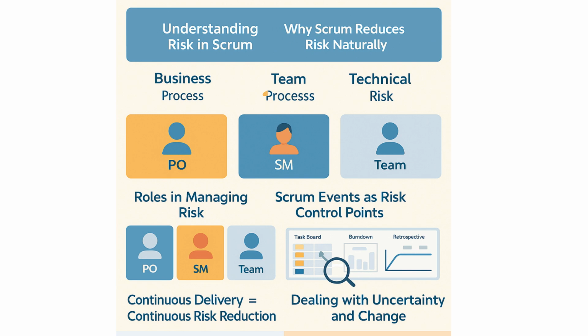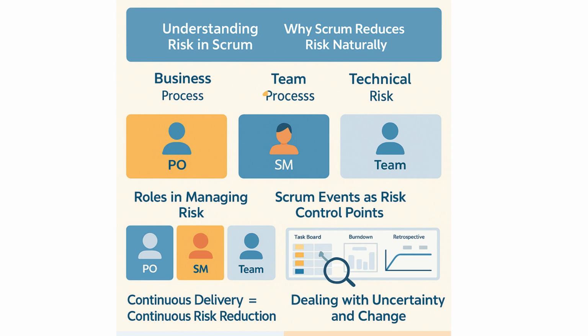In traditional projects, risk is often tracked on a spreadsheet somewhere, revisited only when problems appear. In Scrum, risk is managed continuously, through transparency, short cycles, and constant feedback. That's how Scrum turns uncertainty into progress. Now let us try to understand risk in a Scrum context.